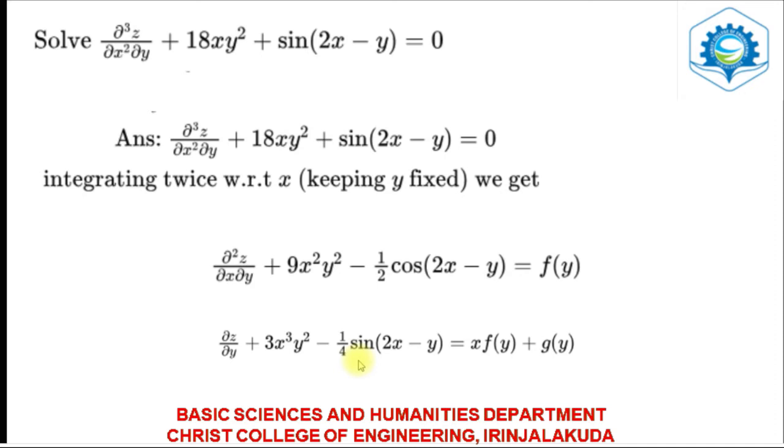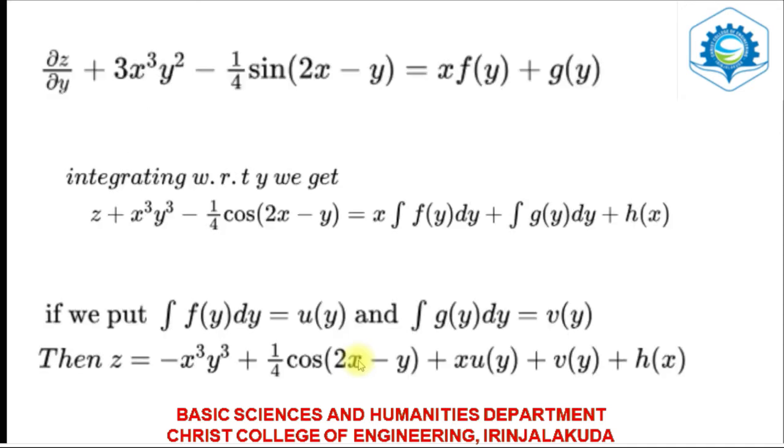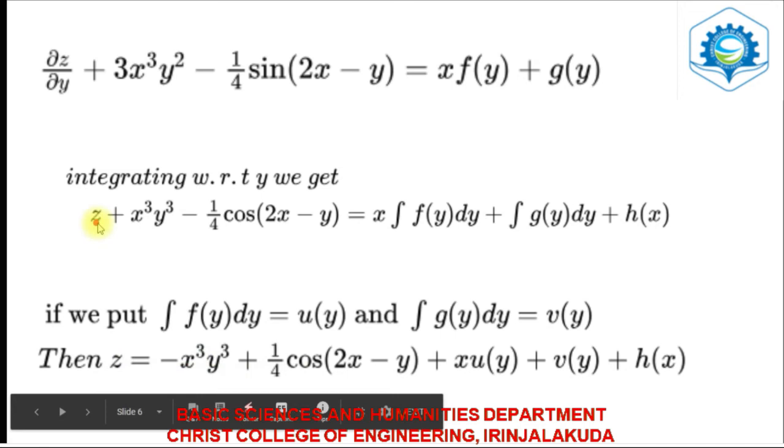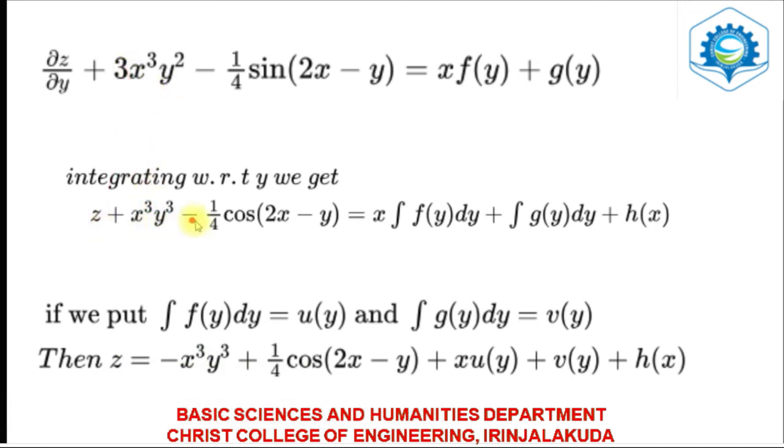Still we have a differentiation remaining in the equation. We have to remove that differentiation also. For that, we will now integrate with respect to y. Integrating with respect to y, ∂z/∂y becomes z. The integral of y² is y³/3. The 3 will get cancelled: x³y³ minus.